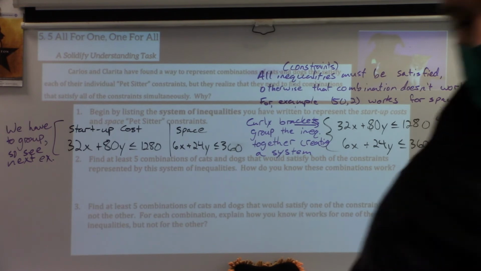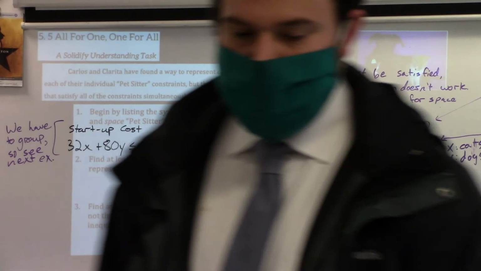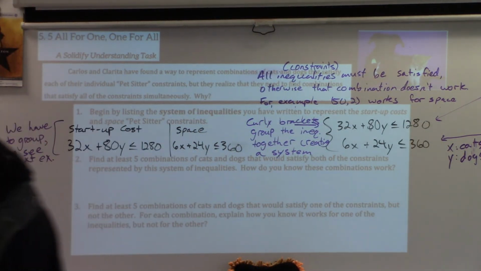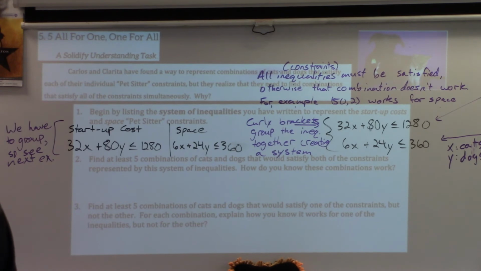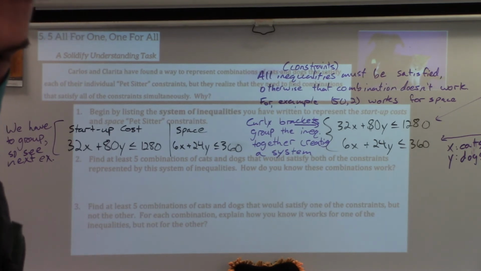So here's the thing, Mila has some points here, but remember those points only work for one of them. No, this is 5.1. Exactly, the $1,280 was the startup cost. That's not the space and startup cost. 5.1. I got more stuff written on 5.1. Okay, well, let's look right here.